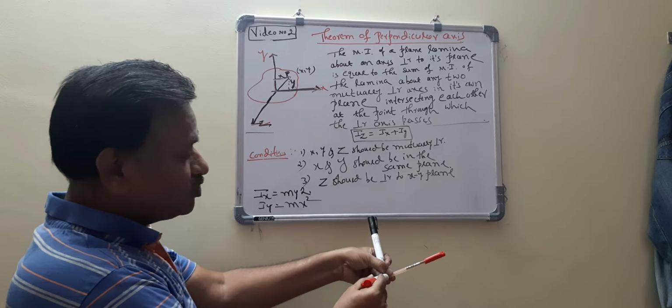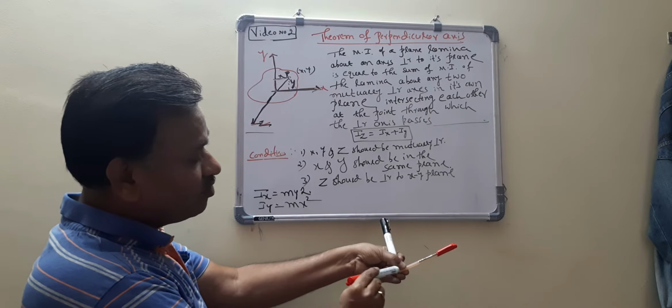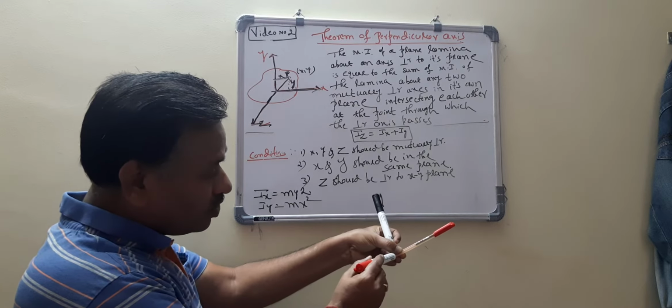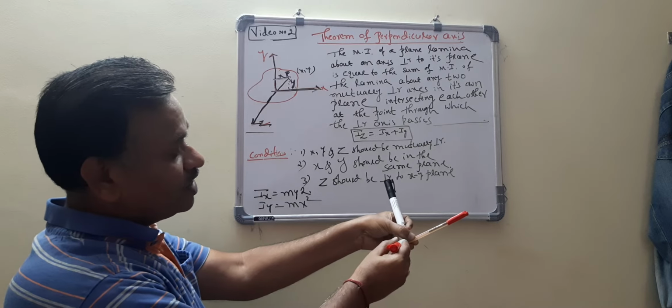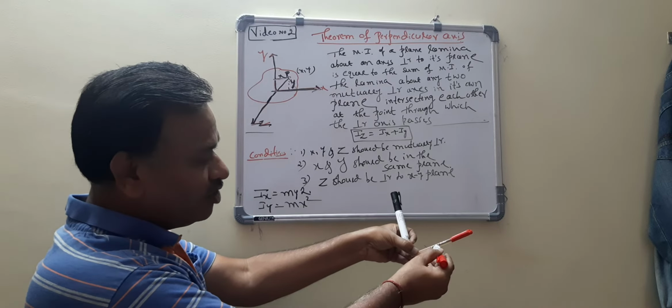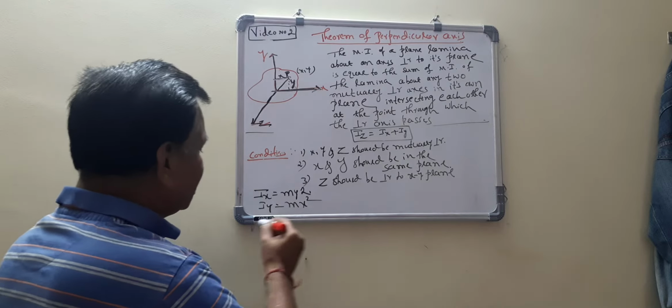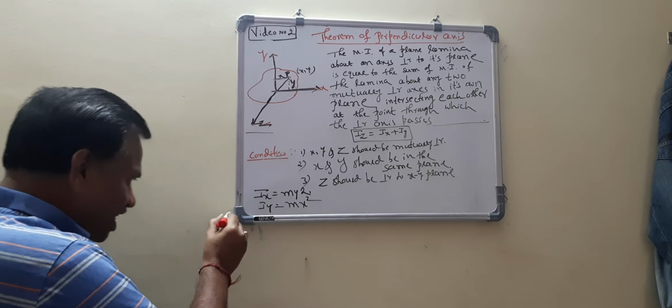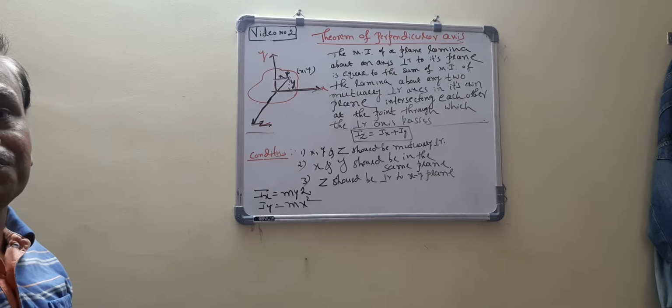XY plane and also passing through where X and Y intersect. Where X and Y intersect, there the Z axis should come. That is what, like this. You should not take Z here or here. This is X, this is Y, and the point where the two intersect, this is the point. This is the Z axis.